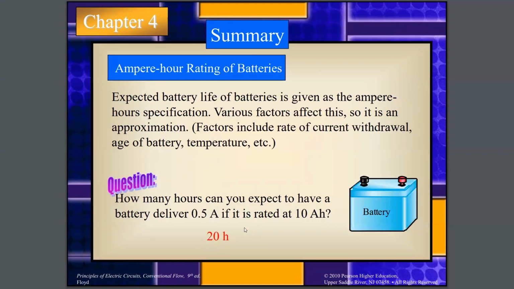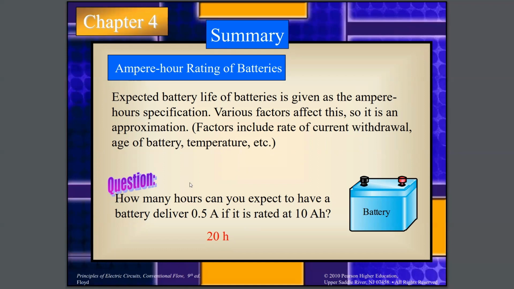Okay, ampere hour ratings of batteries. So again, when you buy a battery, most times you will not only look for the voltage, but you need to know, okay, well, how much energy does this battery have, right? What is the ampere hour rating? So we don't use kilowatt hours, but we use ampere hour ratings. Expected battery life of batteries is given as ampere hour specification. Various factors affect this. So this is an approximation. Factors include the rate of current withdrawal, the age of the battery, temperature, etc.